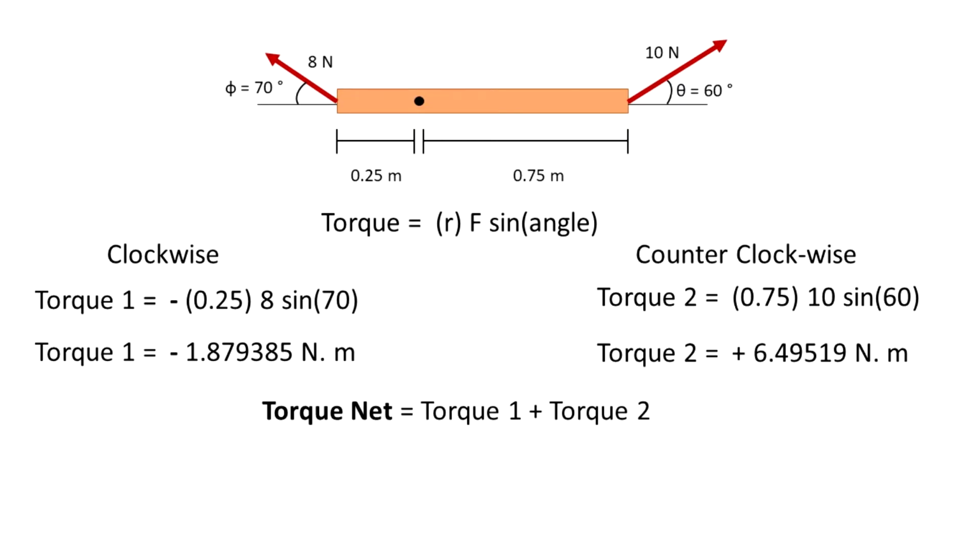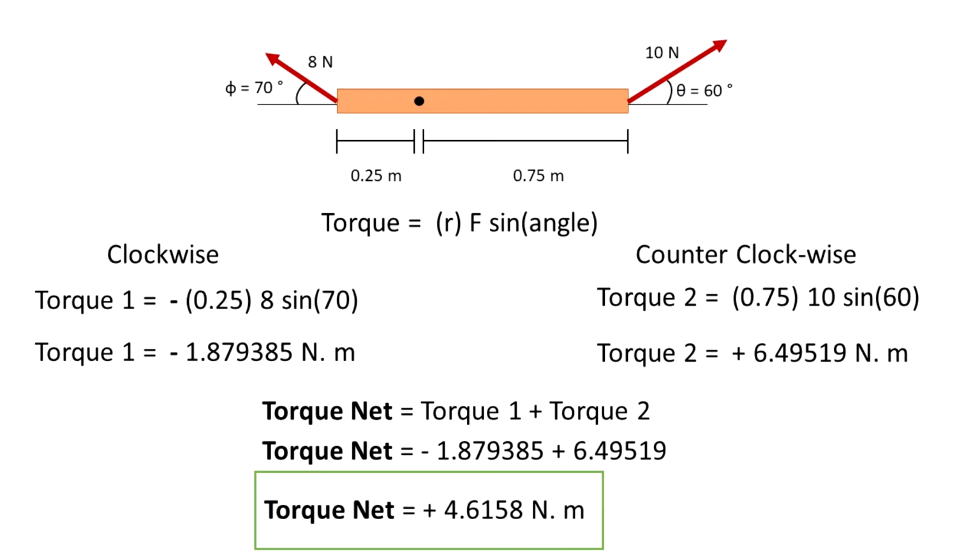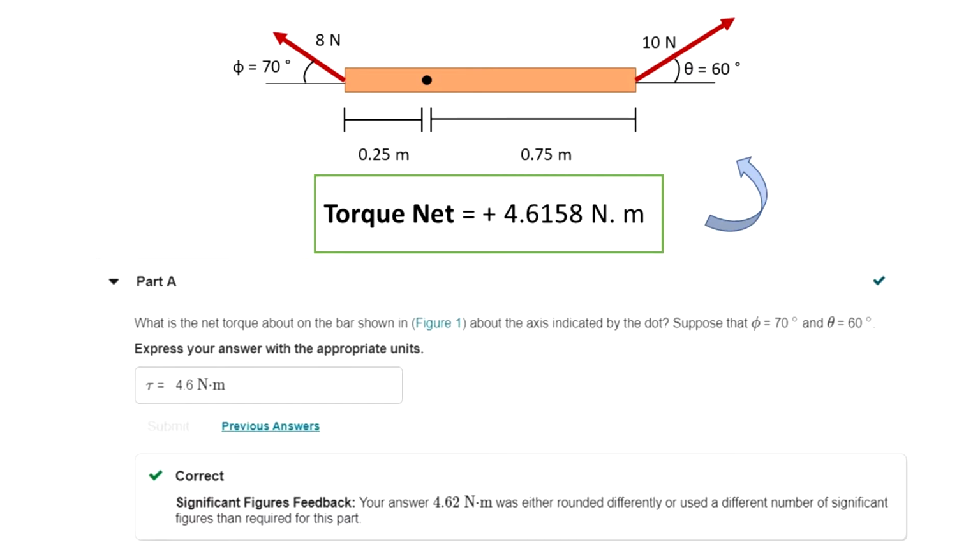To calculate the net torque, we're going to add all the torques. In this case, we only have two. So negative 1.879 plus 6.495 gives us a net torque of positive 4.6158 newton meters. I recommend to take all the decimal points for calculations, and at the end you can round. For example, in this case it's 4.62.